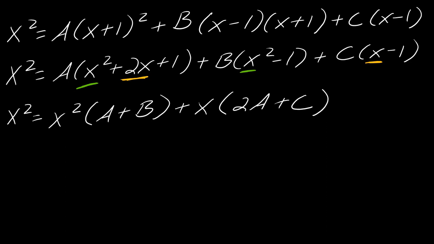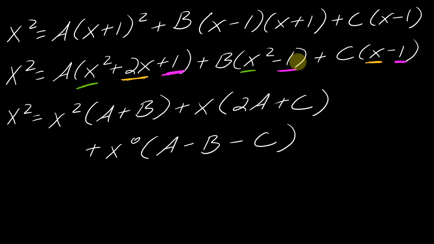Okay. And then finally, I've got the constant term, so I'm going to put x to the 0 there. So I've got a constant here, here, and here. And so I've got 1 times a, so that's just a, minus 1 times b, so that's minus b, and then minus 1 times c is minus c. So minus times that, minus times that.